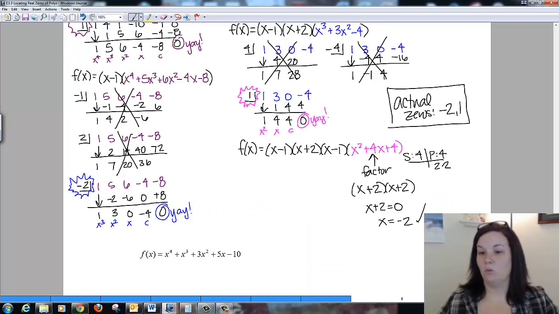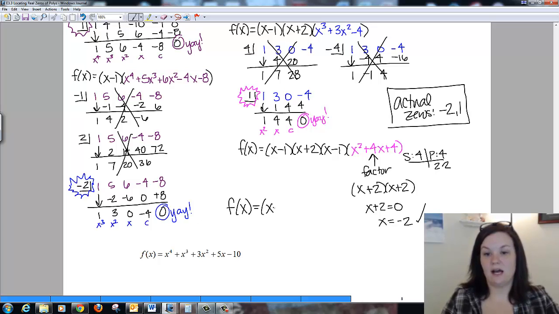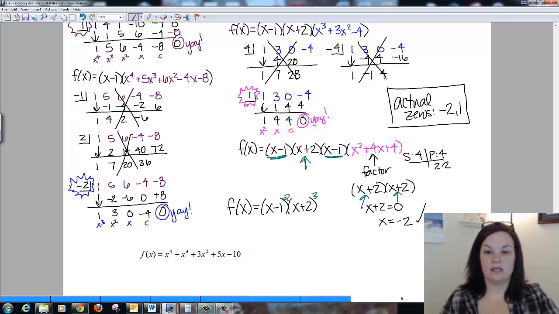Okay. Now, when I write out my factored version of this function, I need to account for all the copies of each of these factors we have. Notice my x minus 1s, I had 1 here and 1 here, so I have 2 of those. And of my x plus 2s, I had 1 here, and then when I factored this pink piece, I got 2 more of them. So I ended up with 3 of those factors. Completely factored, this function looks like the quantity x minus 1 squared times the quantity x plus 2 cubed.